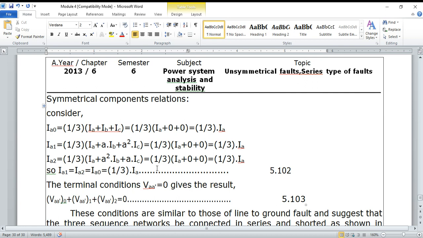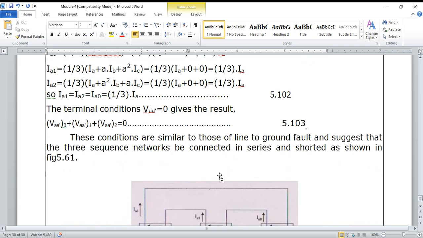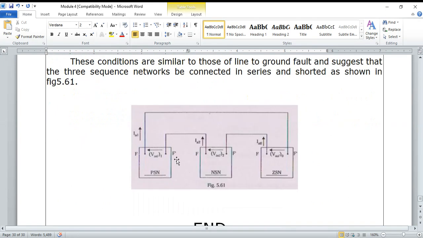One more terminal condition, VA dash is equal to 0, which implies that VA dash of 1 plus VA dash of 2 plus VA dash of naught is equal to 0. That is equation 5.103. From 5.102 and 5.103, we can conclude the interconnection of networks. Since the currents are the same, they are in series. Now you have to draw the positive sequence network in series with the negative sequence network, and the negative sequence network in series with the zero sequence network, again with the positive sequence network. Here you have to mark the respective currents, IA1, IA2, and IA naught. IA naught is equal to IA1 is equal to IA2. At the respective places you write VA dash of 1, VA dash of 2, and VA dash of naught.